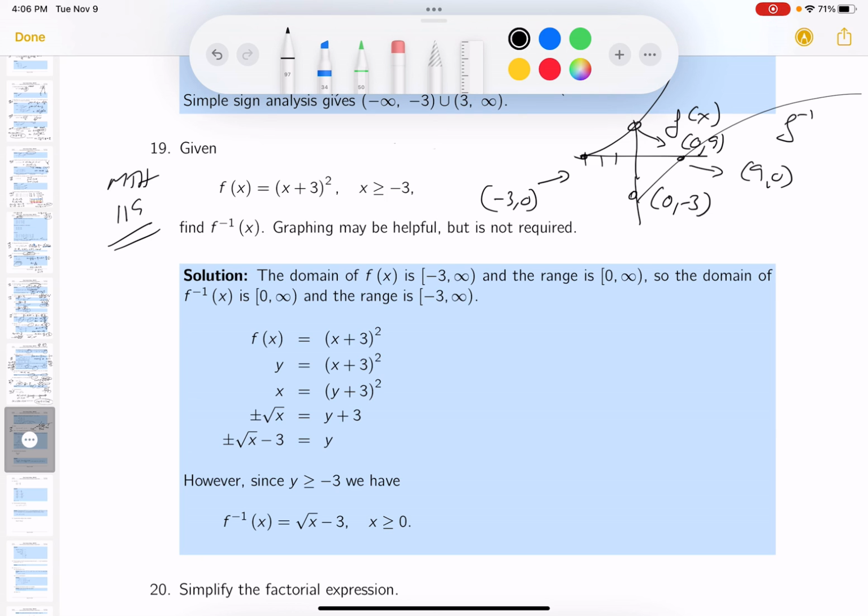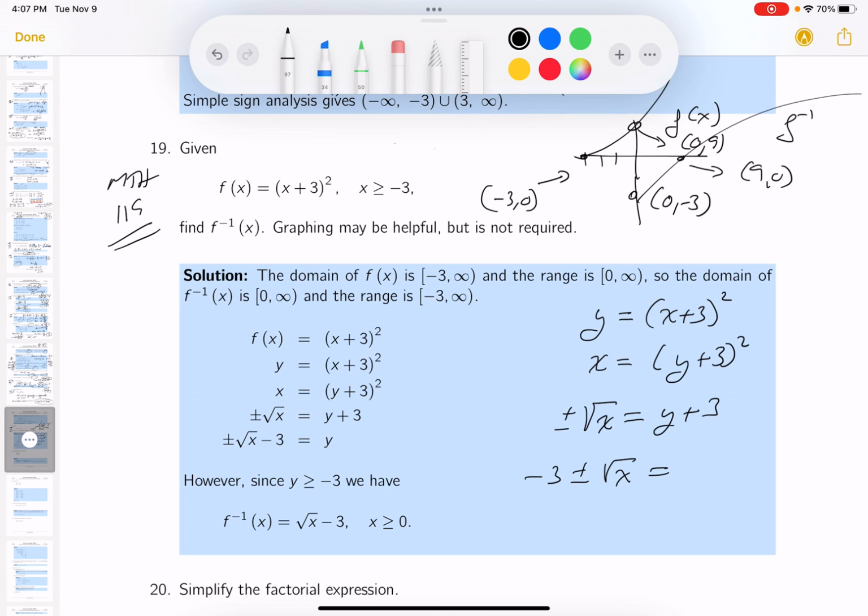All right? Let's go through it, though. What do you get? You write y equals x plus 3 squared. Change x and y. X equals, and this is a technique that you were taught in Math 119, y plus 3 squared. What do you get over here? It's more complicated now. You're going to get plus or minus the root of x, and then you get y plus 3. And we're solving for y. What do you get over here? You would get minus 3 plus or minus the square root of x is equal to y.